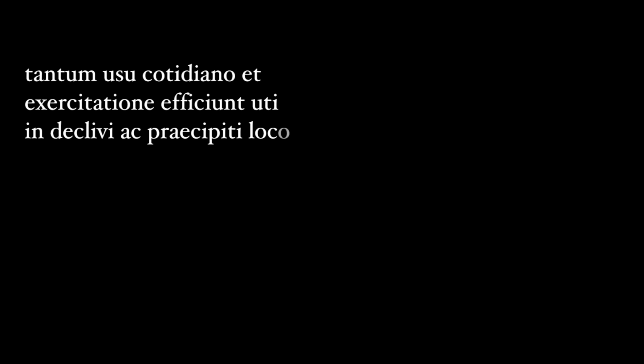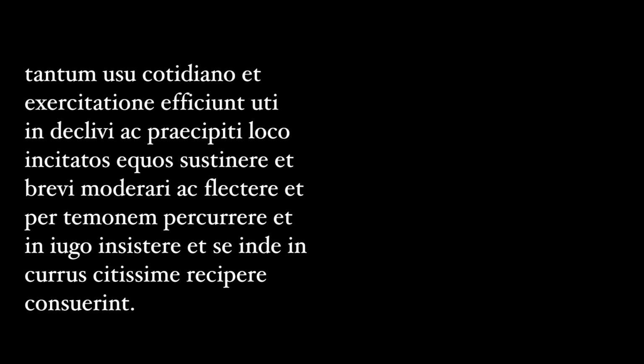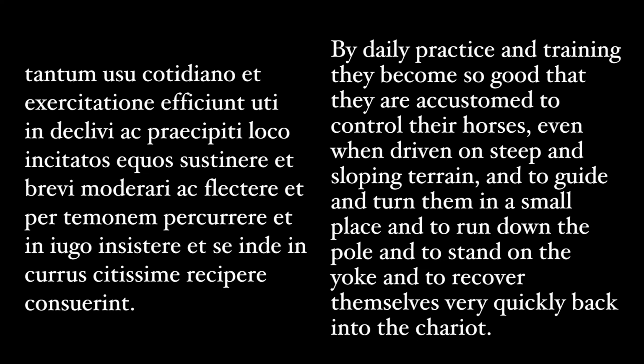In Caesar's Gallic War, Book 4, Chapter 33, he writes this, describing how British charioteers function. In English: by daily practice and training, they become so good that they are accustomed to control their horses, even when driven on steep and sloping terrain, and to guide and turn them in a small place, and to run down the pole, and to stand on the yoke, and to recover themselves very quickly back into the chariot.